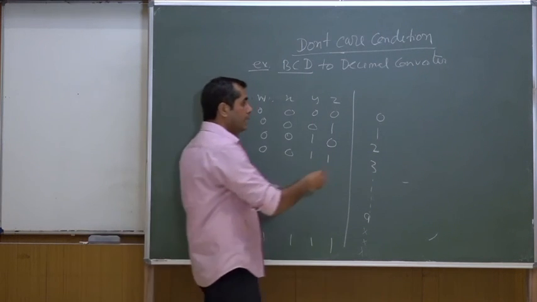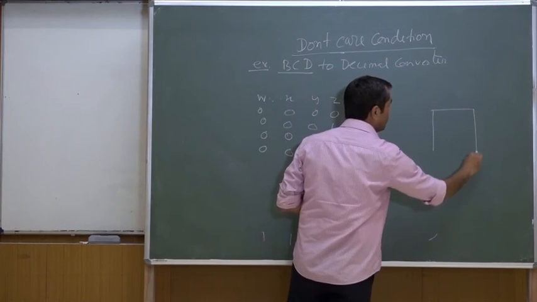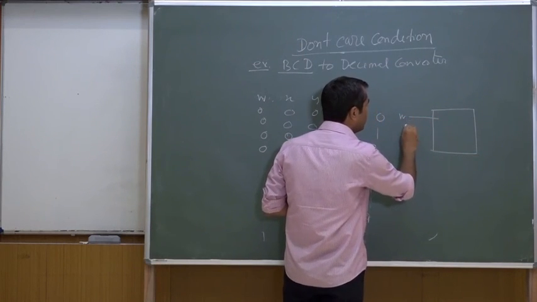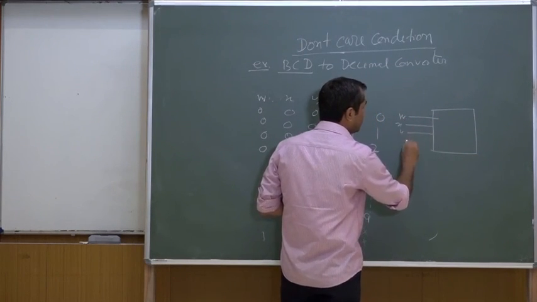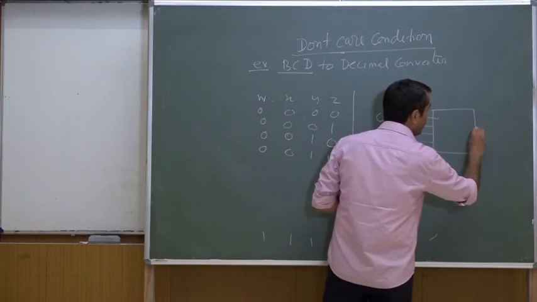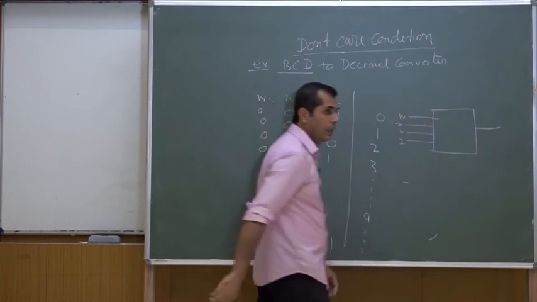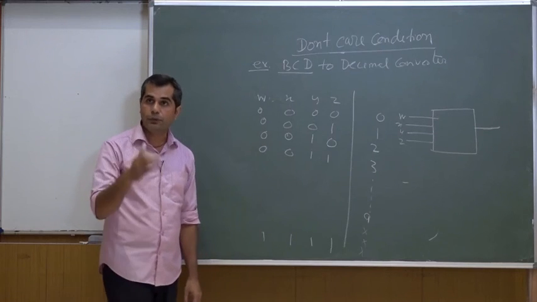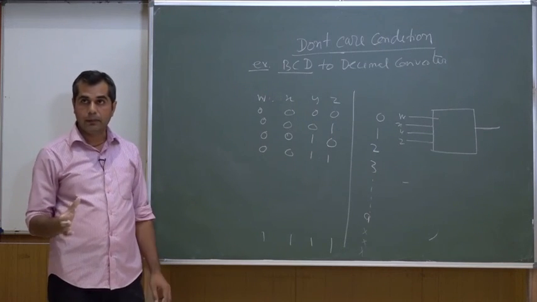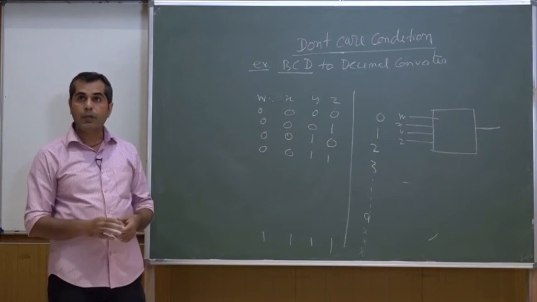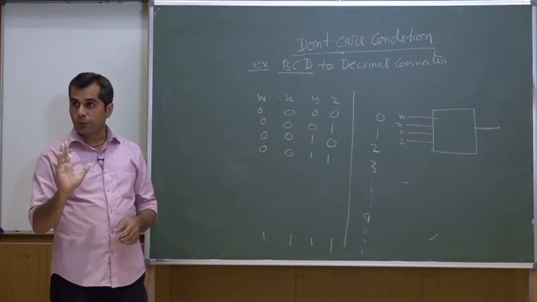Okay, in that converter you will have 4 inputs. Those inputs are W, X, Y and Z, and the output gives you a decimal number from 0 to 9. So there are only 10 possible outputs.